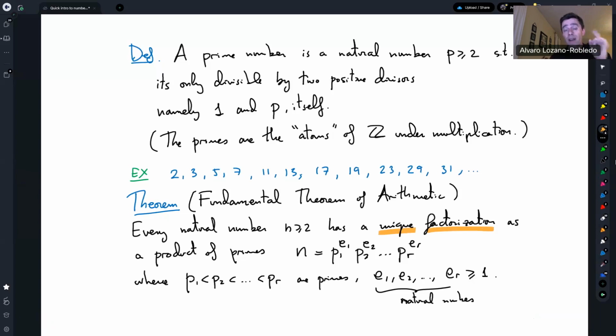Now, if 1 was a prime number, this would not be true. 1 would cause problems in that we could write 6 as 2 times 3, but also as 1 times 2 times 3, and also 1 times 1 times 2 times 3, and etc. So that is one reason why 1 shouldn't be considered a prime number, although there are other reasons why we do not consider it prime.